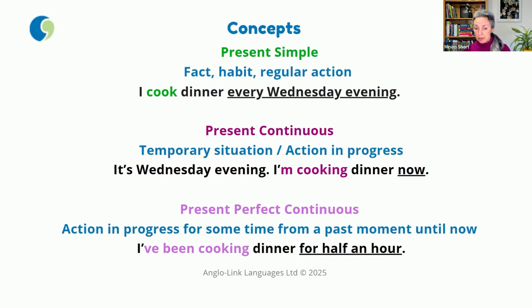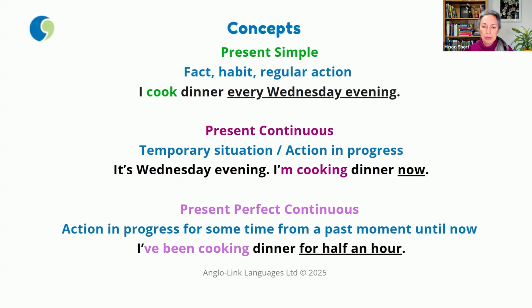And present perfect continuous now is again an action in progress, like present continuous, but we want to tell our listener that this action has been in progress for some time, from a past moment until now. For example, I've been cooking dinner for half an hour.